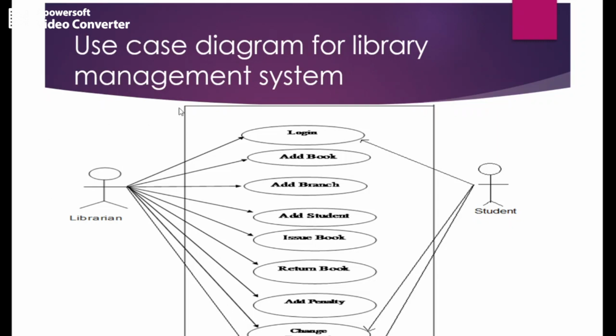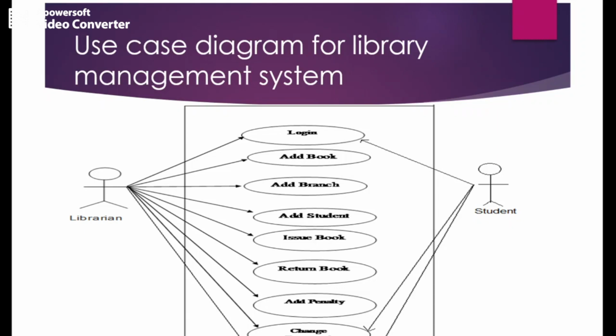To represent a use case diagram, you have to take an actor. Actors are represented with stick figures. Here one actor is the librarian, another actor is the student, because the student goes to the library and wants to borrow a book from the library. Now, the librarian can log in to the library management system.